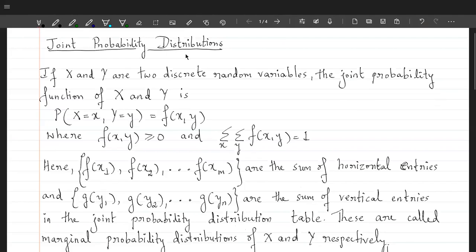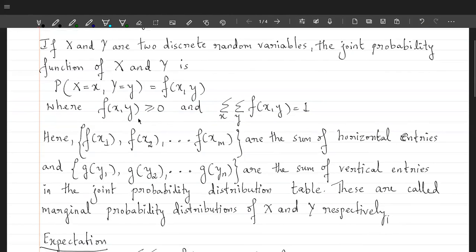Joint probability distributions. If X and Y are two discrete random variables, the joint probability function of X and Y is P(X = x, Y = y). That is, whenever the random variable capital X takes this value and the random variable capital Y takes this value, then this particular probability is denoted by f(x, y).